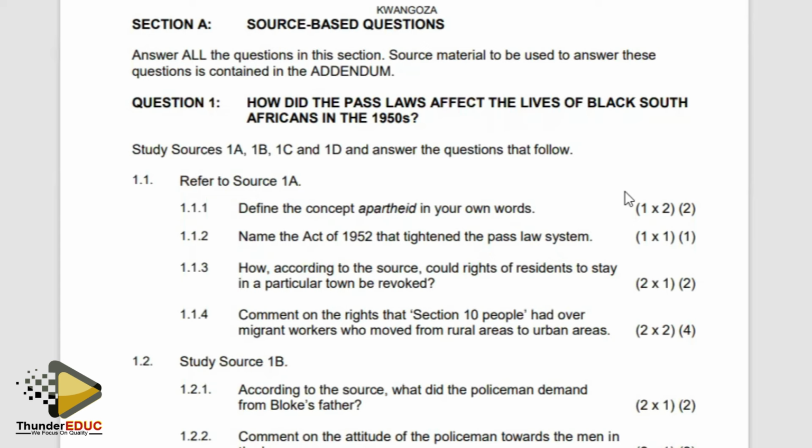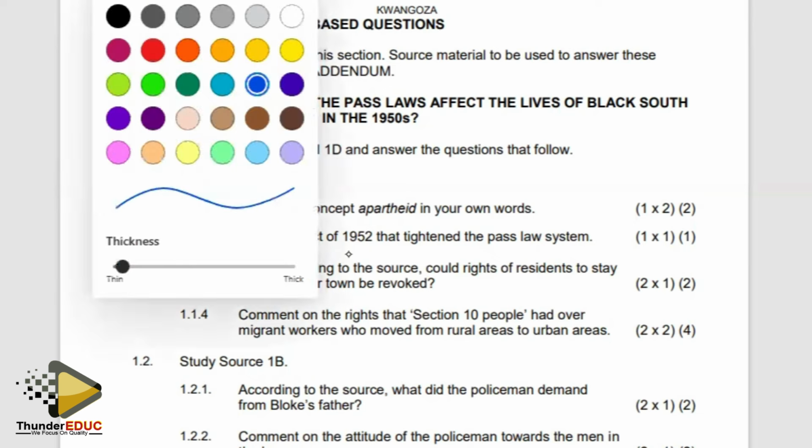1.1.1, you're going to refer to source A. Define the concept apartheid in your own words. When you're defining the concept apartheid, you define it in your own words. For example, you can say that apartheid was a system of government that segregated whites from non-whites. Or you can say apartheid was a political, economic, and social segregation of races based on their skin color.